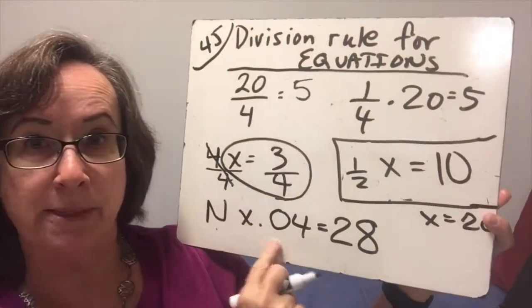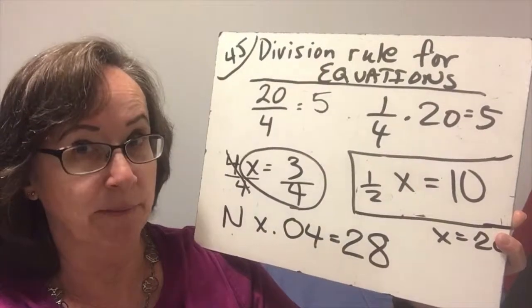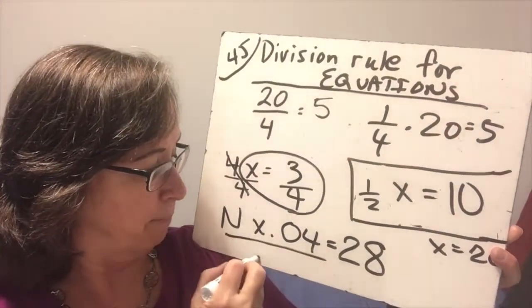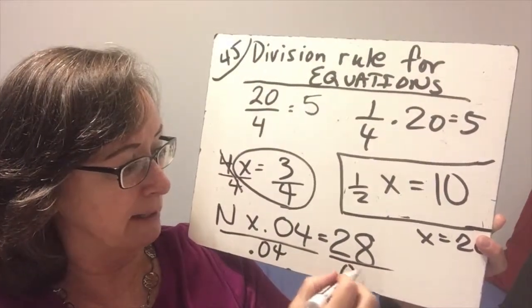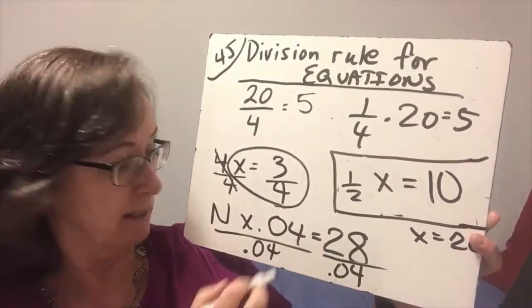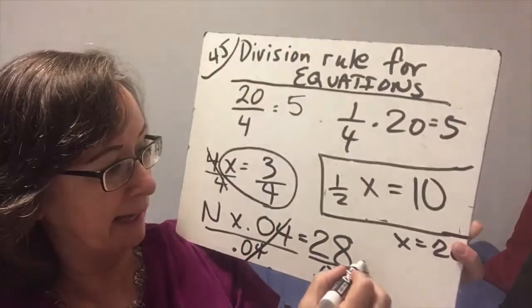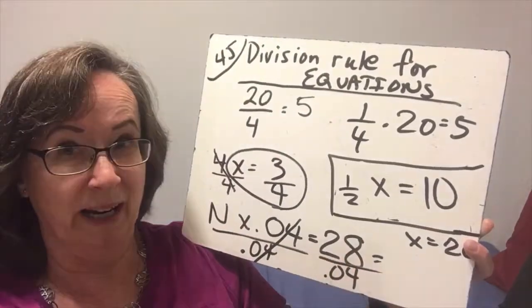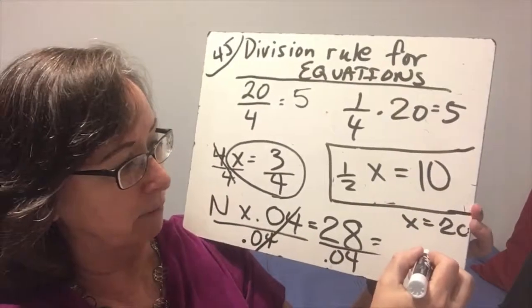Down here, I have another one. N times 0.04 is 28. Well, I'm trying to get n by itself. So what if I just divide by 0.04 and over here divide by 0.04? Okay, so now my 0.04 on the top and the bottom will cancel, and I get that n is equal to whatever 28 divided by 0.04 is. Let's check it out real quickly.